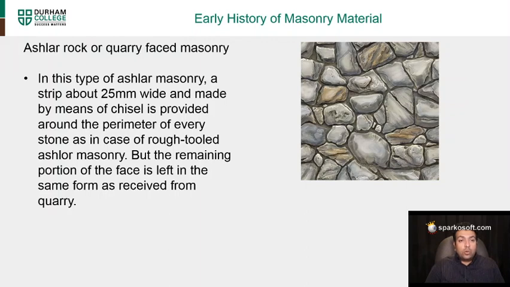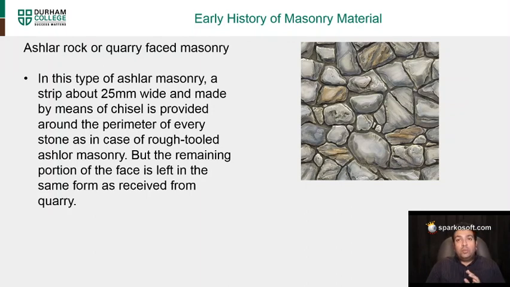Ashlar rock or quarry face masonry. In this type of ashlar masonry, a strip about 25 millimeters wide is made by means of a chisel around the perimeter of every stone, as in the case of rough tooled masonry, but the remaining portion of the face is left in the same form as received from the quarry.